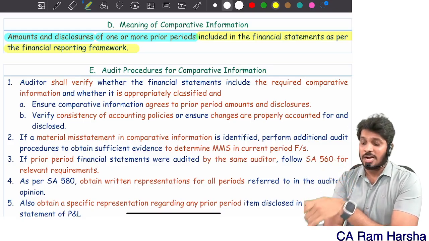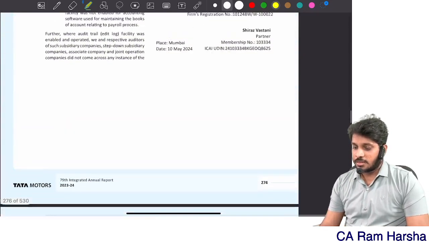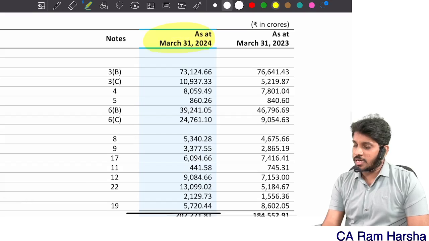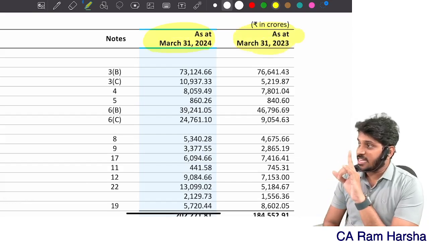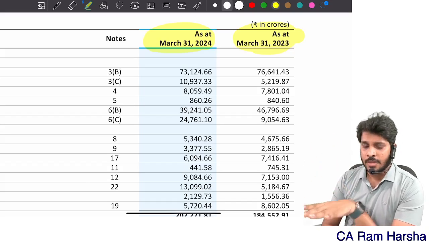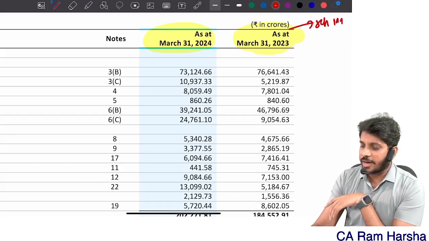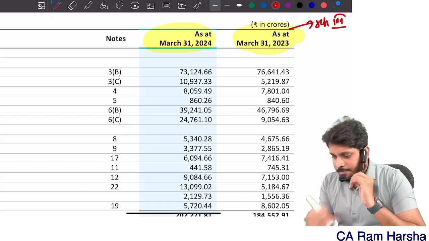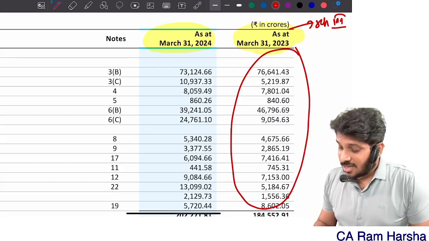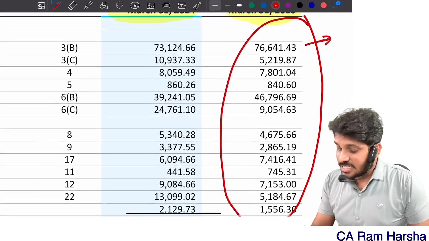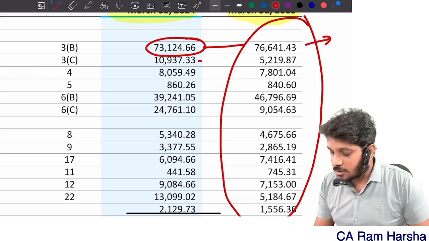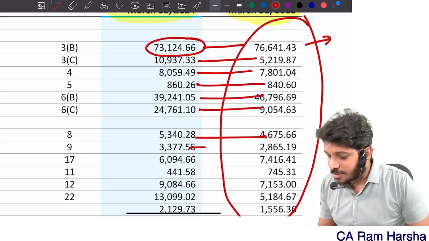You see Schedule 3, Tata Motors financials, for example. They are giving you the balance sheet. They are not only giving the current year, they are also giving the prior period, only 1 year, not one or more. This is as per Schedule 3 requirement, correct? Now, this information is called comparative information. This information is meaningless if it is not there. We give information for comparison purposes.